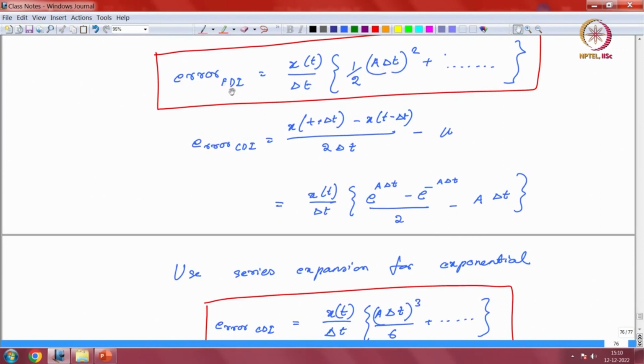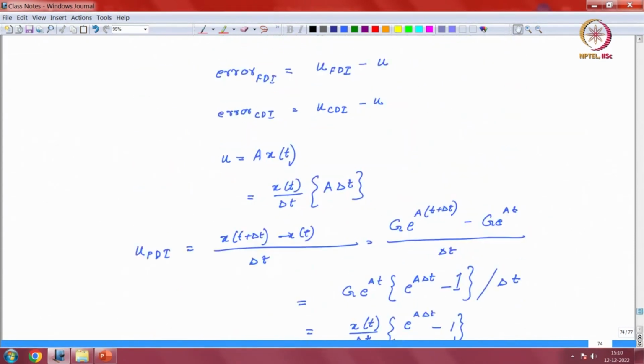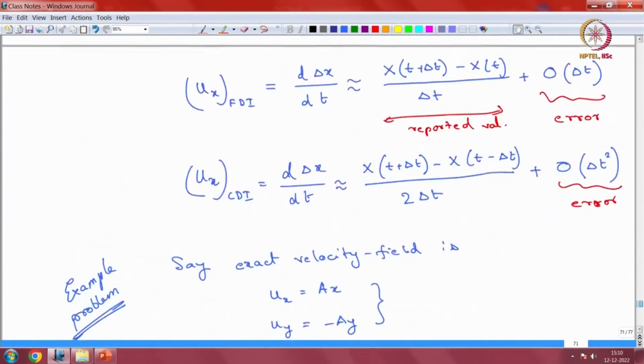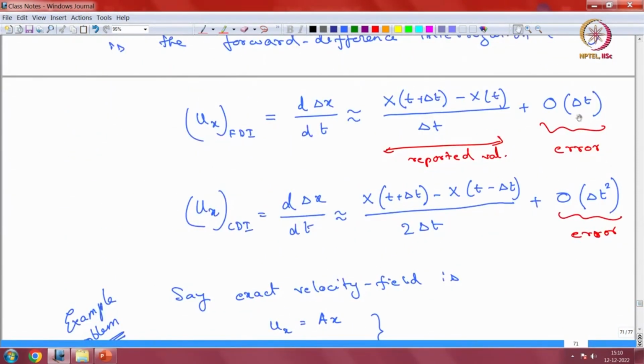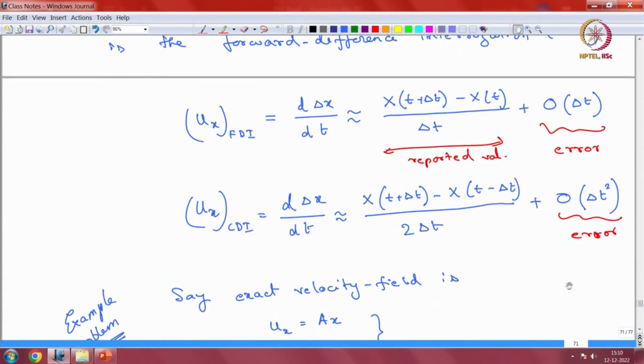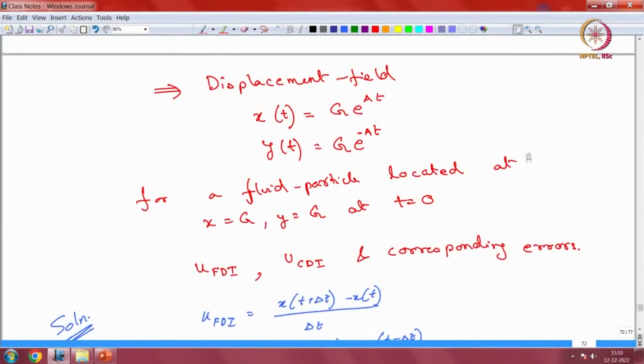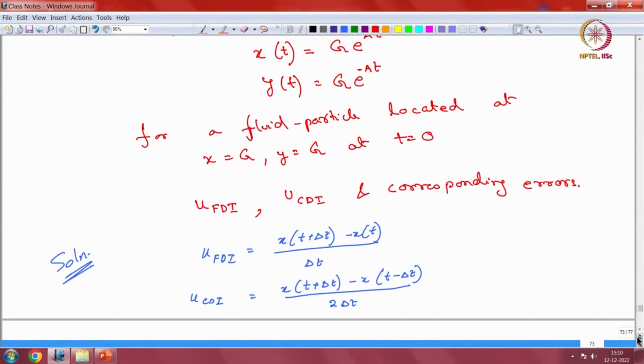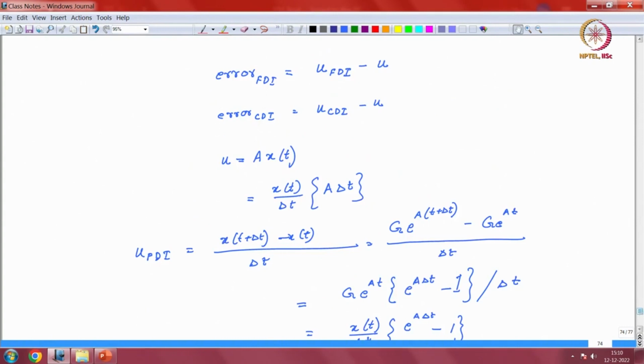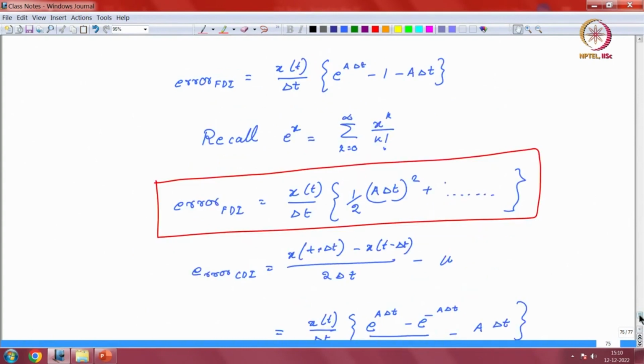So the error in the forward difference method is of the order of delta t. And if you do the error in the central difference method, that order is of delta t square, which just goes back to exactly what we were saying in the very beginning, that the error in this particular case is of the order delta t, and in this case it's of the order delta t square. So this just verifies that claim that we were making, and it also gives you an idea of how these velocities are calculated.